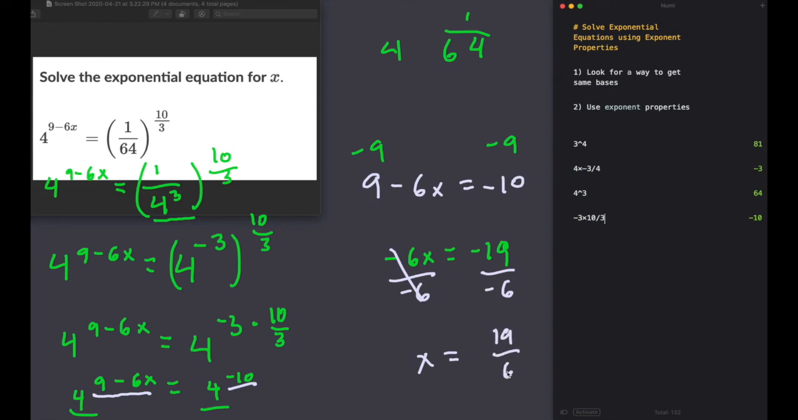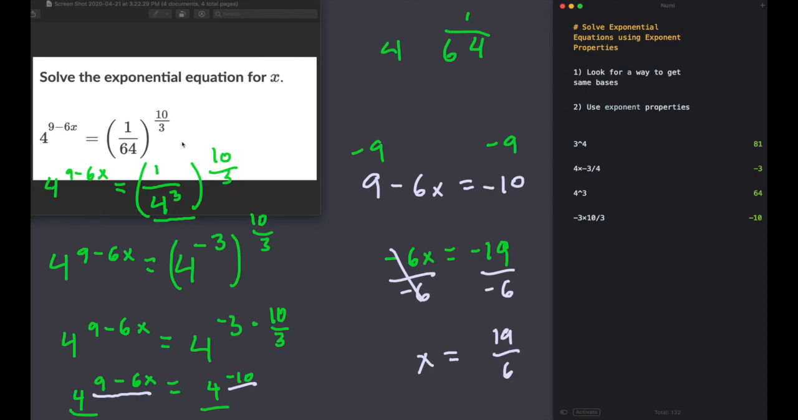19 over 6. It's really negative 19 over negative 6, but the negatives cancel out when you have a negative on top and bottom. So our final answer is x is 19 over 6. And that is the answer for that one. So the key really is getting to this point here. Figuring out a way to use our exponent rules in a clever way to make this 1 over 64 really 4 to the negative 3.